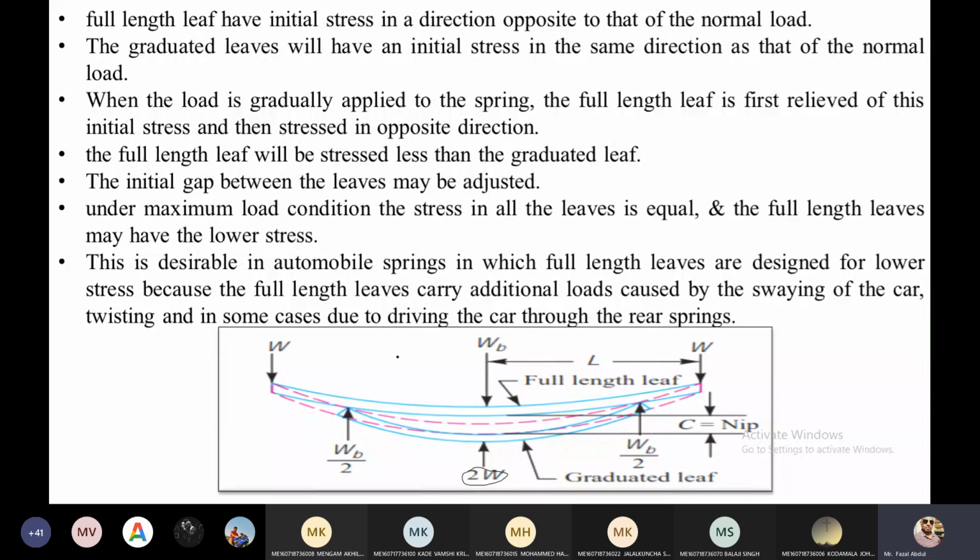Now, in the same manner, the graduated leaves also have initial stresses. These stresses are in the same direction as the application of the load. Now we are increasing the load gradually, which means we are applying the load gradually, increasing the stress stepwise. So here the full length leaf is going to release the initial stress.